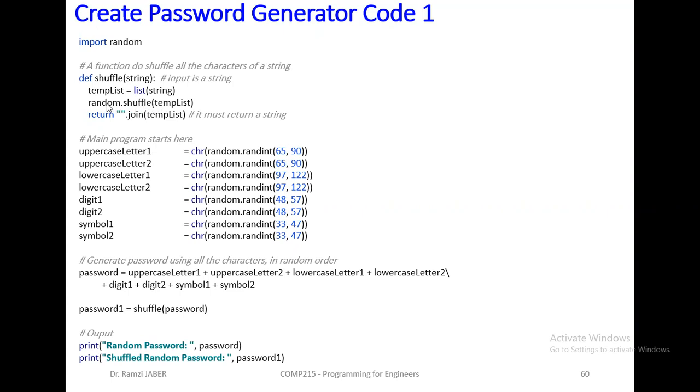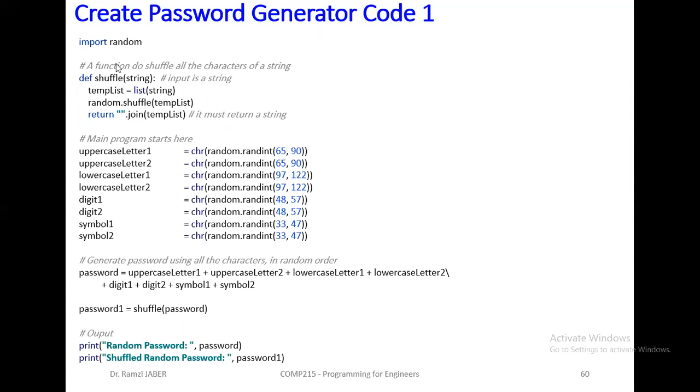Here, as you can see, random.shuffle is applied to the list temp_list, which is a list of strings made from the input string, so the input string is shuffled inside a list. Then return the output as null character dot join temp_list. So the output will be one string. Your string will enter here as a string, be converted to a list, then shuffled, then combined and converted back to a string.